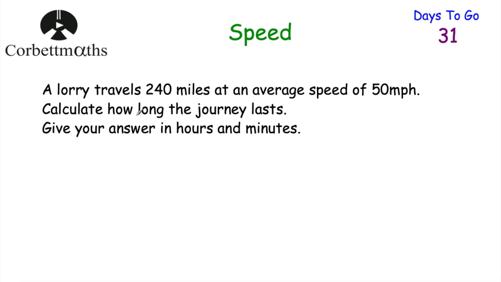Okay, so because we're trying to find out how long the journey lasts, that's time. So the time is equal to the distance divided by the speed. We want to see how many lots of 50 go into 240, because that'll tell us how long it will take. So we're going to do 240, the distance, divided by the speed, which is 50. And 240 divided by 50 is equal to 4.8, so 4.8 hours.